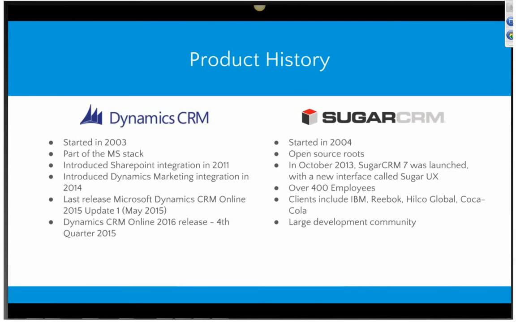Sugar is a CRM-focused platform. They really pride themselves in just being CRM. They're not dabbling in other areas. It's really, really strong in CRM. Open source roots. These guys were founders in the open source movement. And Sugar 7 was launched in 2013, which we're very excited about. And it brought to us a very nice, slick UI that we're going to be showing today.